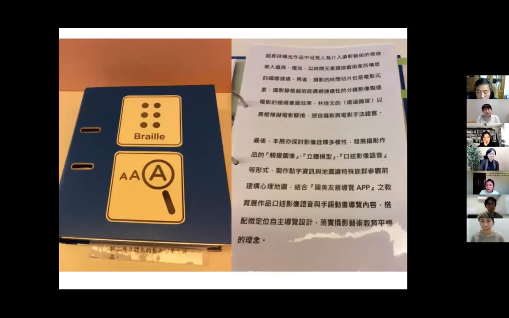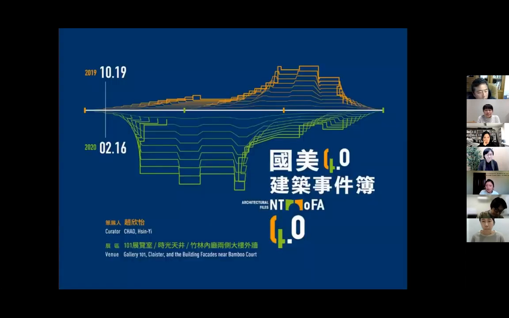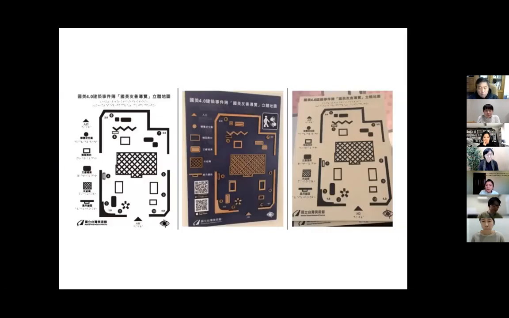And this is a braille book with text. And here is, I think, a famous Japanese professor. Yeah, in 2017, she came to Taiwan to visit these exhibitions. And I think the last one I want to share is the architectural exhibition. And this is also the 3D map in front of the entrance of the museum space.